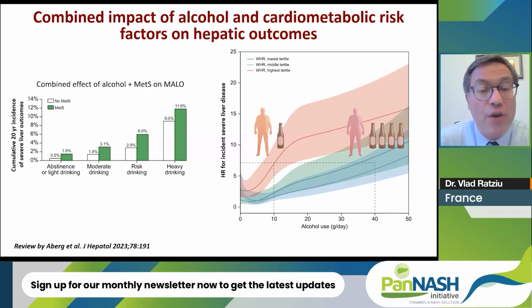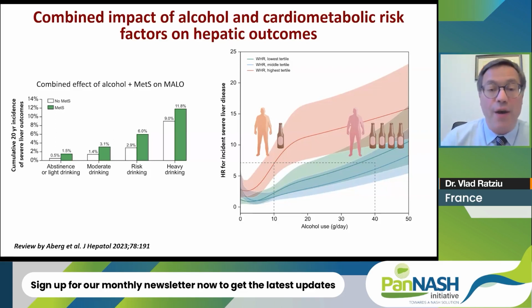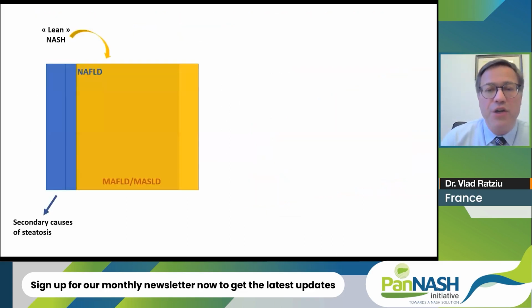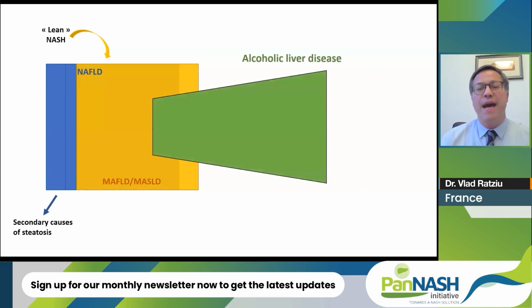And the same thing is shown on the left part of the slide, where you can see that regardless of the amount of alcohol categories, moderate, heavy, or abstinence, the fact that there is metabolic syndrome, so metabolic dysfunction, increases the risk of having severe liver diseases during follow-up. So this is clear justification of the creation of this category here. The difficulty being, of course, to establish the thresholds.